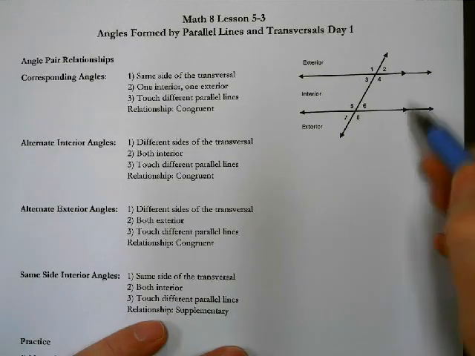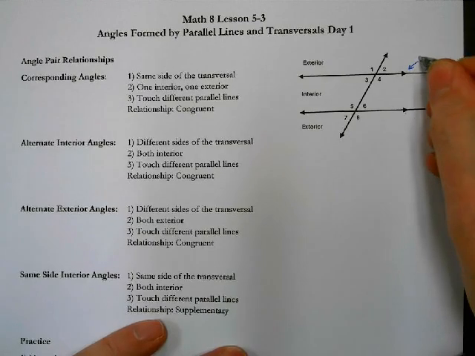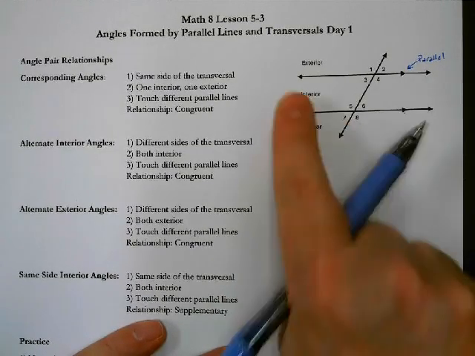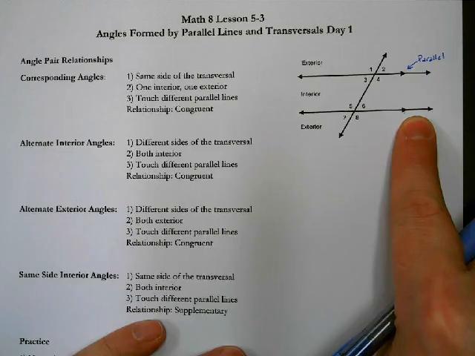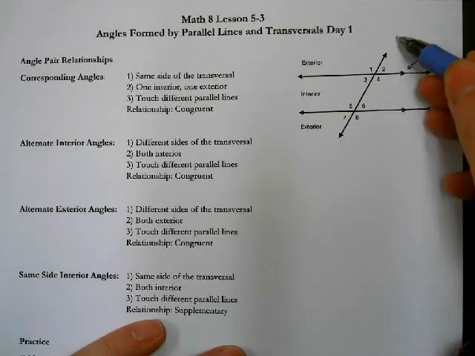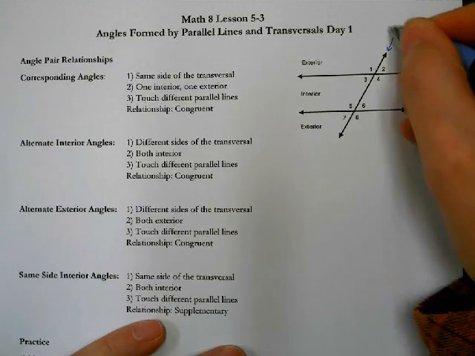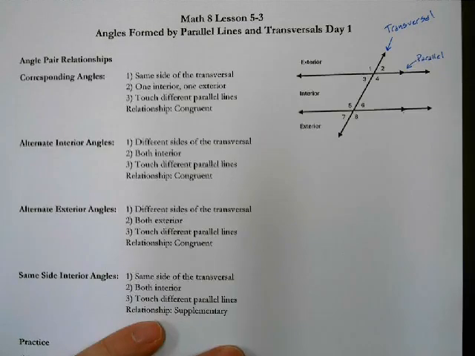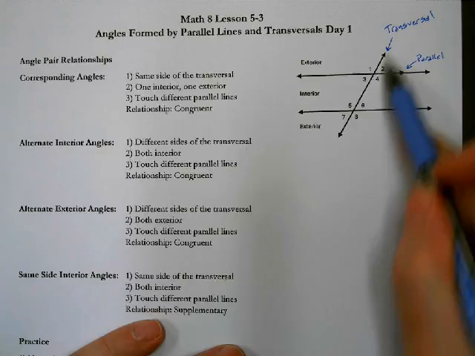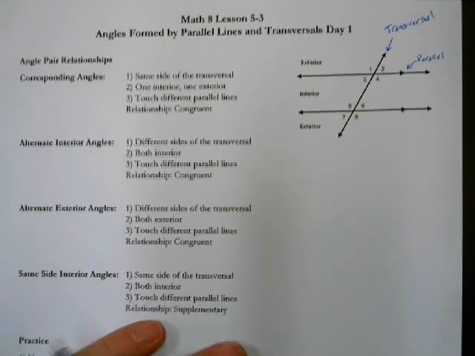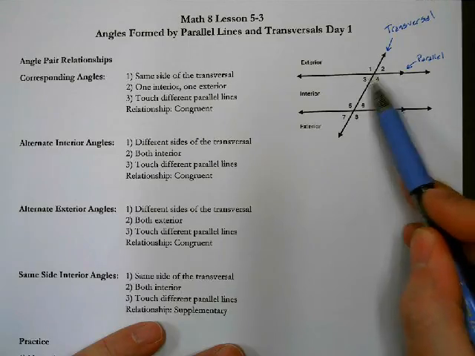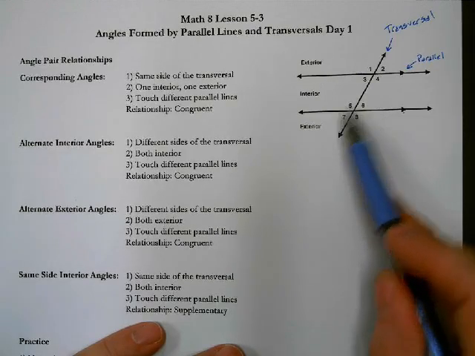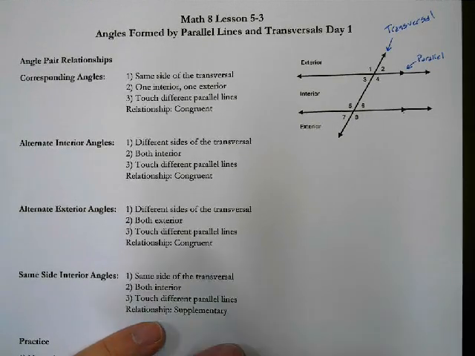These symbols right here indicate that these two lines are parallel. So that's what that symbol means. These two are my two parallel lines. This line that's crossing the two parallel lines is called a transversal. So I've got two parallel lines with a transversal crossing them. What this has done is create 8 angles. I've got 4 angles up here on this parallel line, and on the other parallel line, I have 4 more angles, so a total of 8 angles.